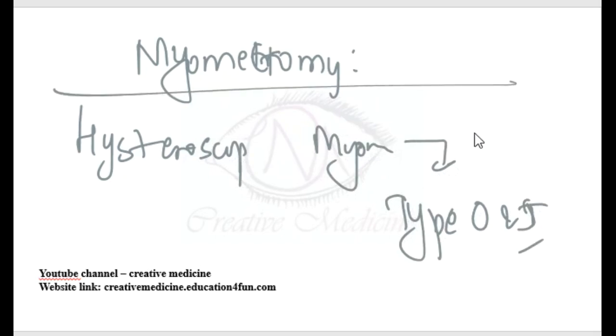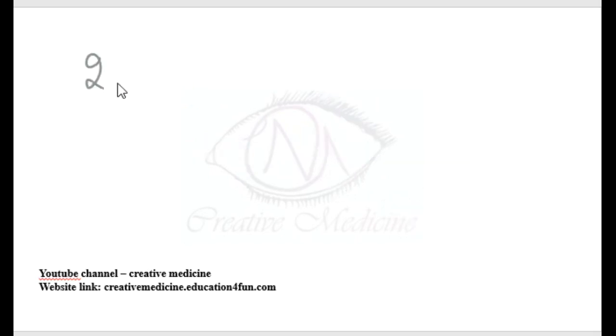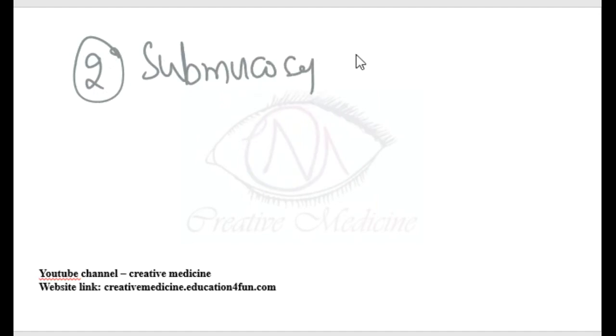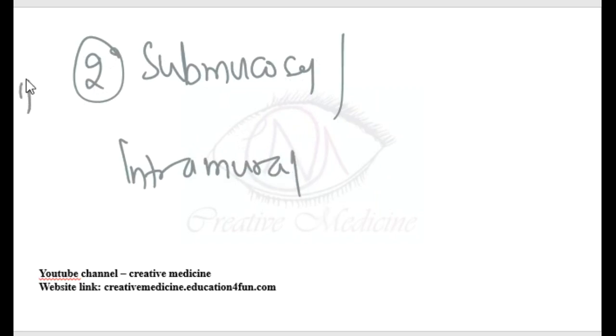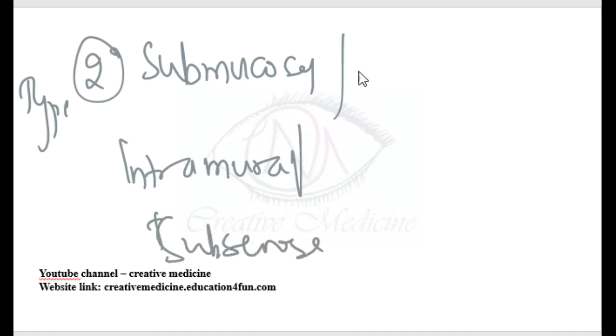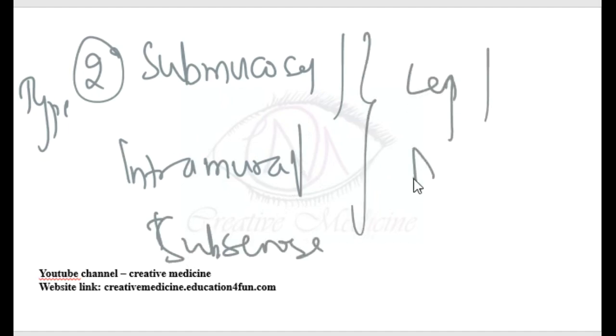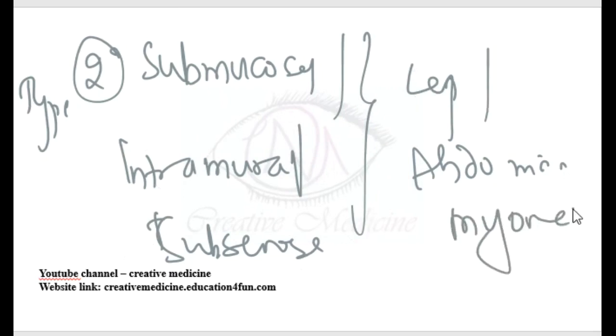In type 2 submucosal, intramural, or subserous fibroids, laparoscopic or abdominal myomectomy is done.